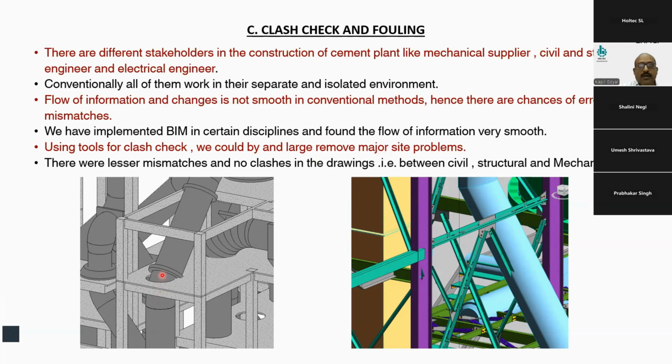A duct is fouling here with the RCC slab. We discussed this with the supplier and he said that he cannot change the duct orientation. So we increased the opening size in the slab. Similarly, there was a clash between a bracing and another duct. Here, we needed to change the system of bracing, and finally, the drawings were issued without any clash at site.